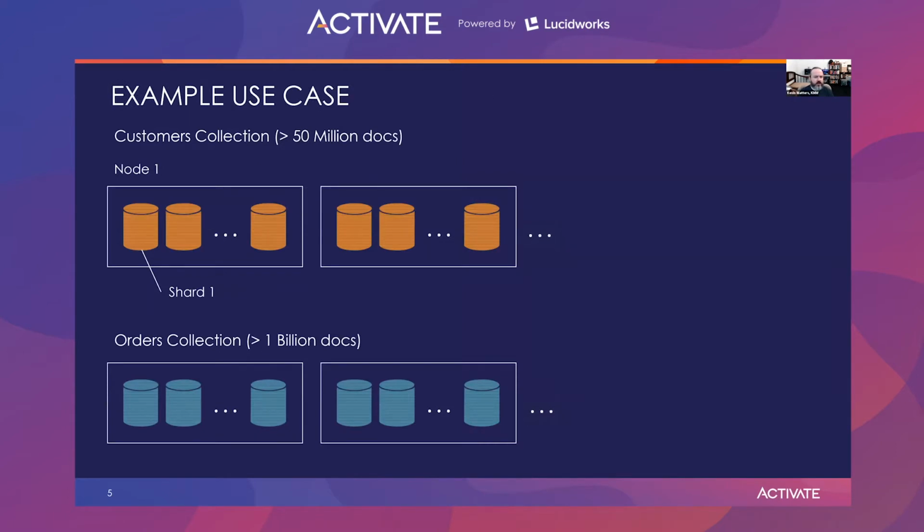So for this, we should probably update this. Actually, these numbers are a little bit off, but for the example we have, we actually built a test index of 100 million customer records and about 1 billion orders for our test cases here.